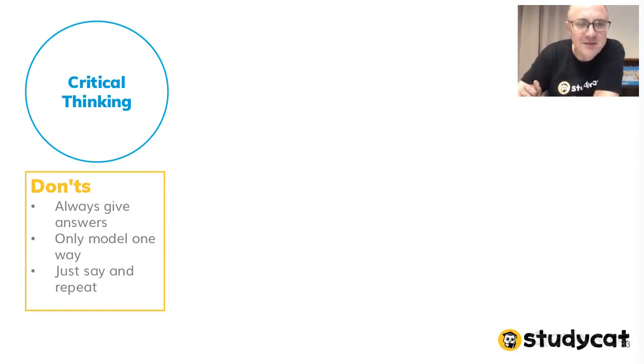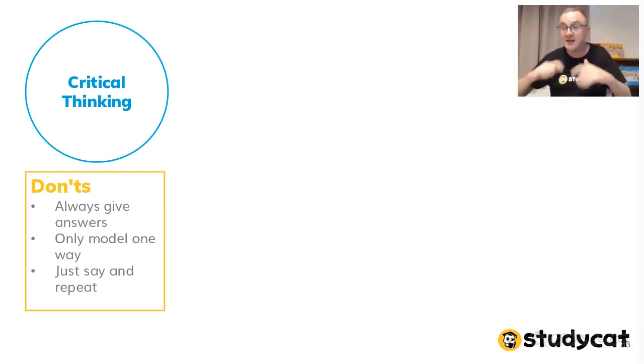Critical thinking. The things that I say are don'ts. I'll give an example later, but don't always give the answer. Every time a child asks you something, don't give the answer to them, because then you're taking away from them a chance to think about the answer. Don't always model language in one way. I see a lot of teachers who just use flashcards. Flashcards are great, but if that's the only way a kid sees language, they won't have the concept that language comes from lots of different places, which is what critical thinking is about, seeing things in different places that are the same and different. And don't just say and repeat, because if it's just repeating, I'm not really thinking.